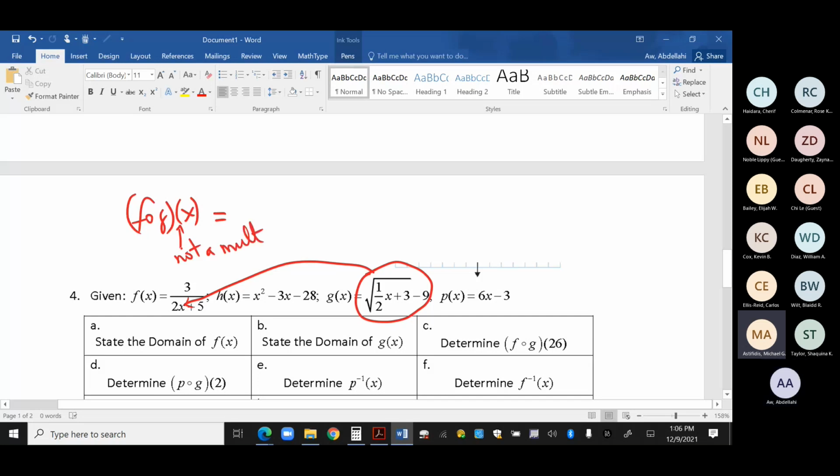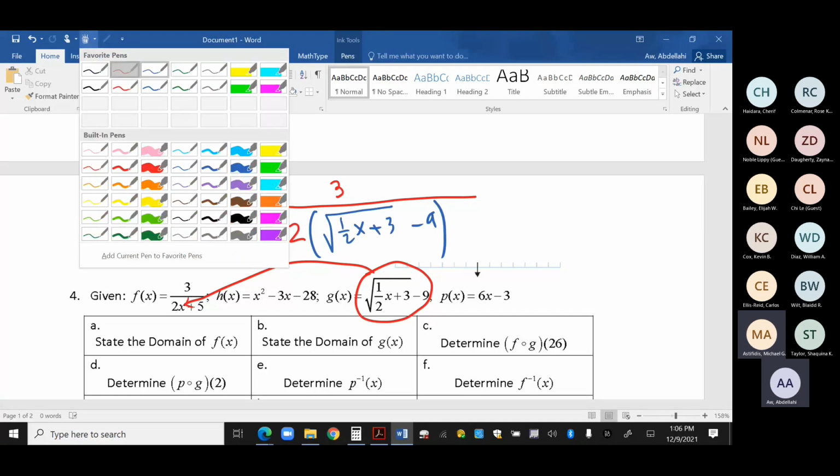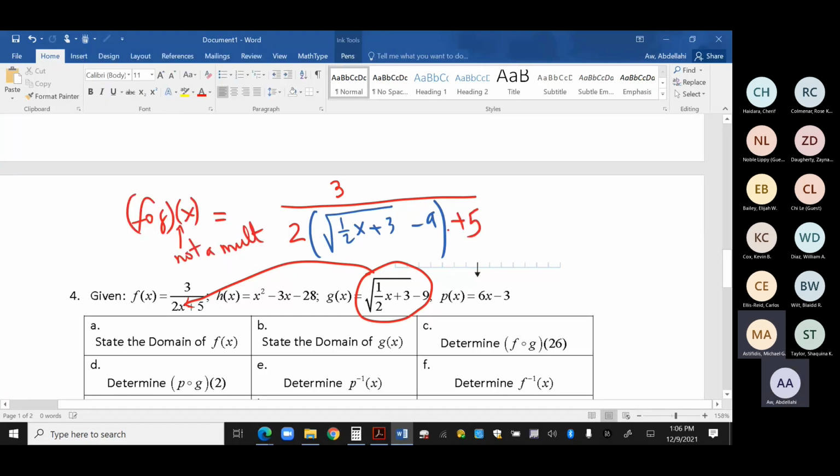And remember, f circle g of x is 3 over 2 in parentheses, because I have to put the whole function g, square root of 1/2 x plus 3 minus 9, and then plus 5. Okay? So if I can simplify, it's going to be 3 over 2 root of 1/2 x plus 3 minus 18, plus 5, is minus 13. Okay?